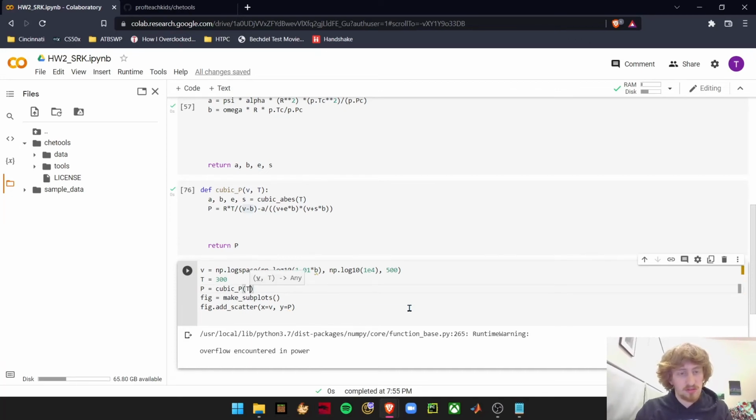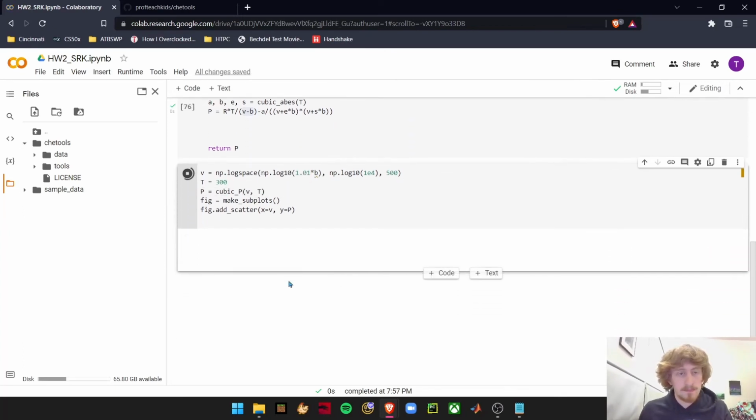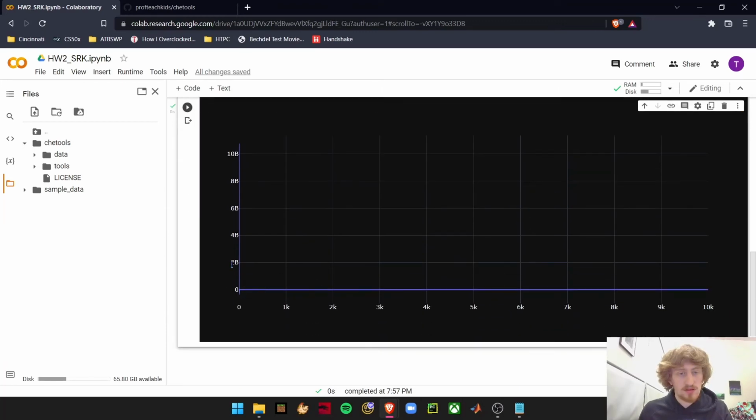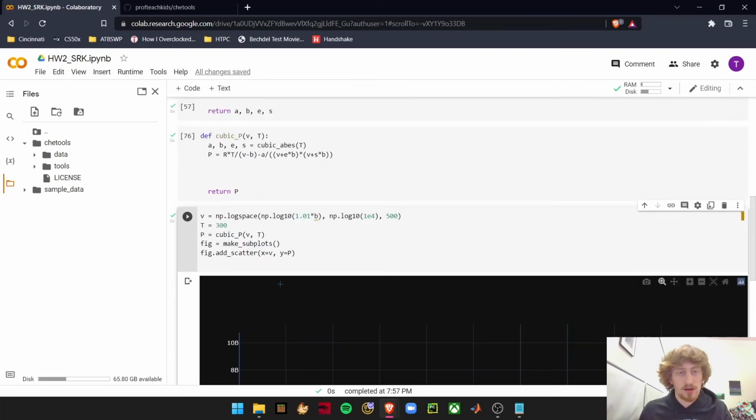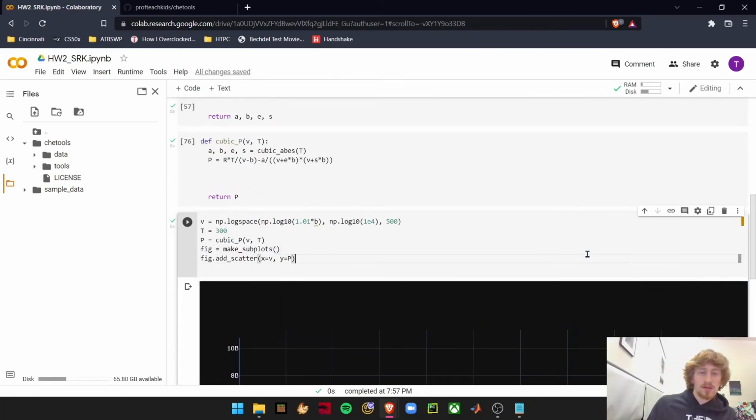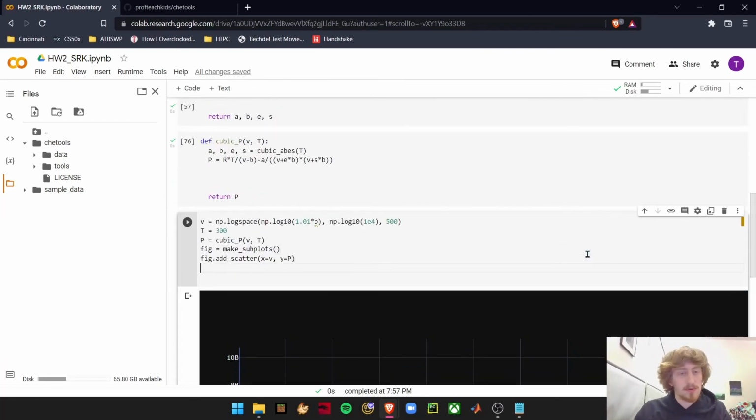is equal to the result of using our cubic equation for pressure, and with the temperature T defined right here, and the volume defined above that. So if we take a look at our plot now, first thing you'll notice is that it absolutely sucks, and that is because our scales are not quite right. So it's relatively simple to update our axes to make it look better.